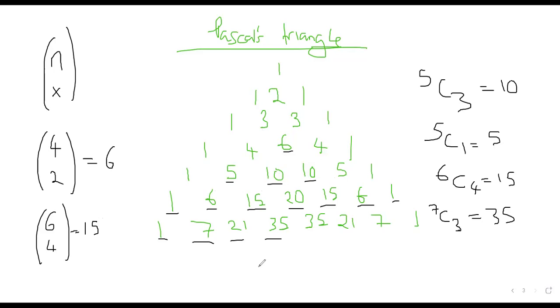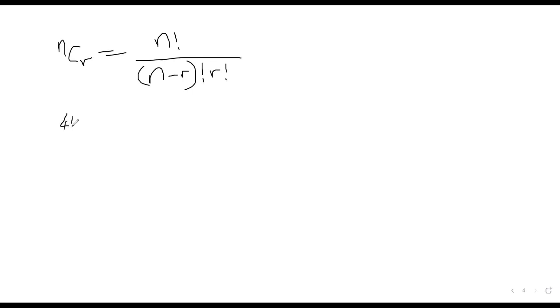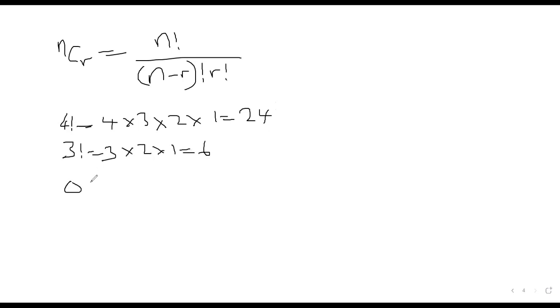Okay, now you can also find the combination using a formula. The formula is given by n combination r is equal to n factorial over n minus r factorial times r factorial. What is a factorial? 4 factorial means what? We are multiplying backwards. 4 times 3 times 2 times 1, which is 24. What is 3 factorial? 3 times 2 times 1, which is equal to 6. 0 factorial is 1.